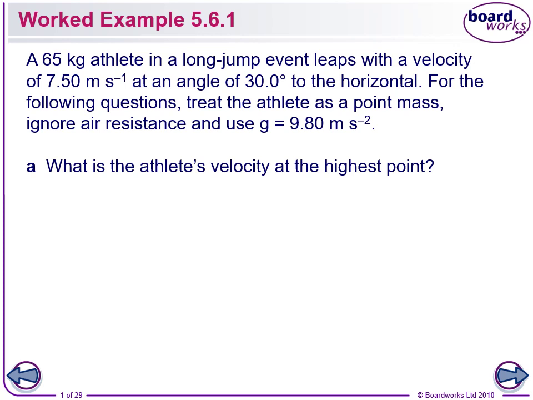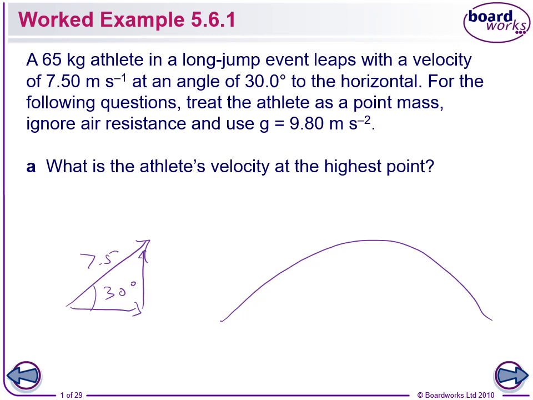What is the athlete's velocity at the highest point? So, what's the first thing we probably should do here? Draw a diagram. All right. So, our athlete jumps at an angle of 30 degrees, 7.5. Now the athlete's velocity at the highest point. There's the trajectory of the athlete.